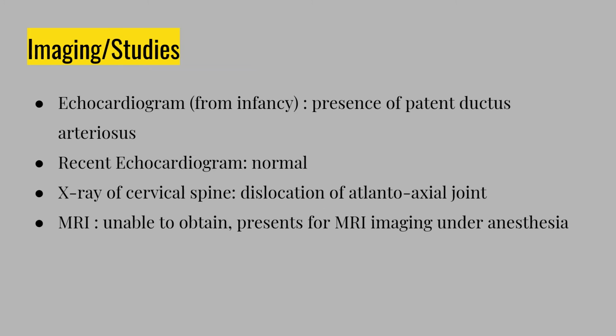As far as imaging, this patient only had a prior echocardiogram from infancy, which showed presence of a patent ductus arteriosus. His most recent echo showed normal cardiac physiology. X-ray of cervical spine showed dislocation of atlantoaxial joint space, and MRI was unable to be obtained, leading to the patient's current presentation for anesthesia to obtain MRI.